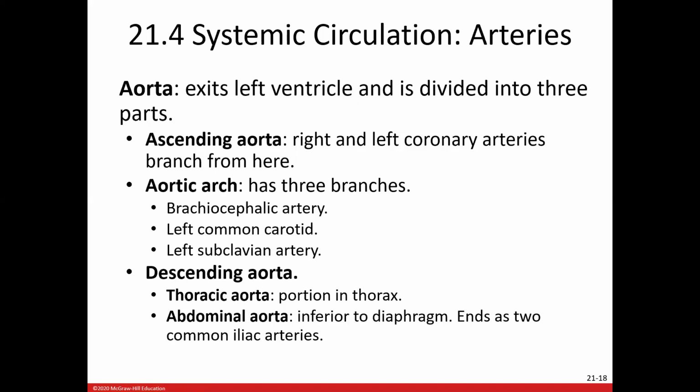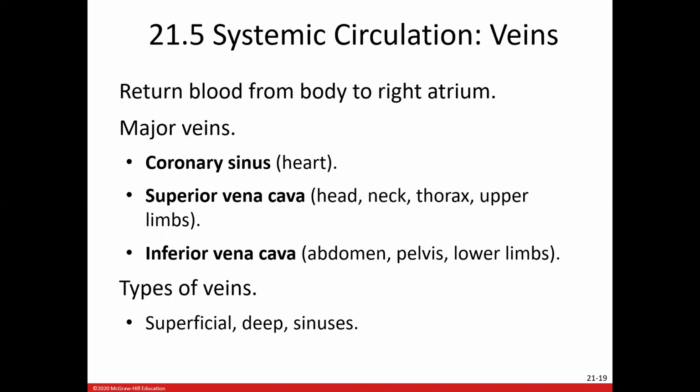The descending aorta is going to pass blood to the thoracic aorta, and then below the thoracic aorta is the abdominal aorta. So blood's going to go from descending aorta to thoracic to abdominal. And that's going to pass blood along again to the core, to the lower limbs, etc. Then with systemic circulation, we're going to return that blood from the body back to the right atrium to go back into circulation in the heart.